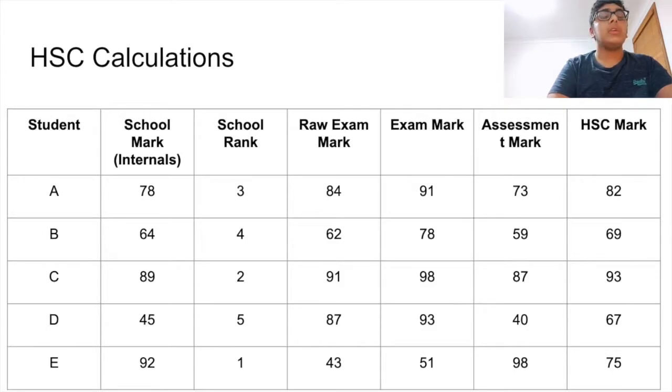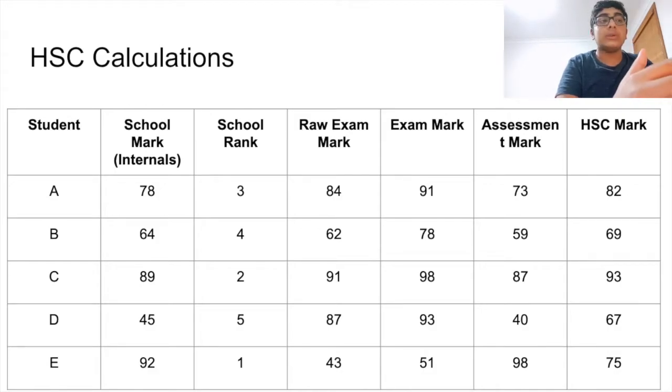They look at your school rank. They get the school marks, and then they rank you from top to bottom in that cohort. So in your school, from top to bottom, they'll rank you, in this case from 1st to 5th. That's pretty straightforward. They rank you, pretty much.